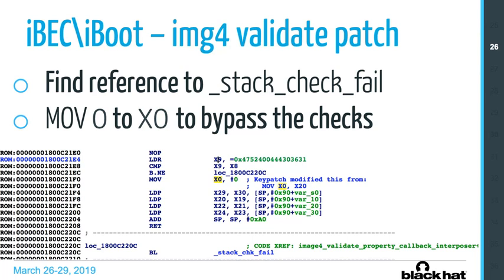So all we need to do is scroll down to the end of the function, and we will see a reference to stack check fail. Before that, it's going to calculate the return value. Just make sure that we always return 0 into x0, which means all the checks will be successful.